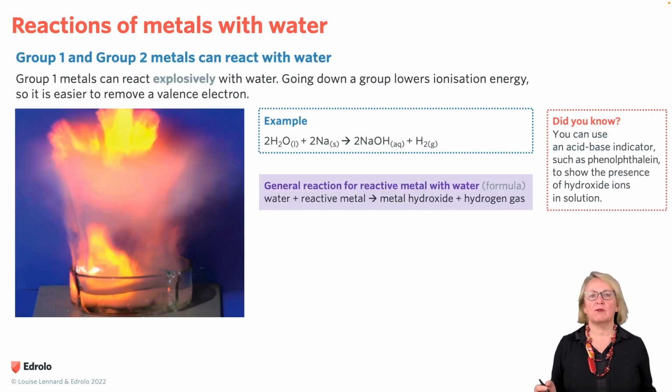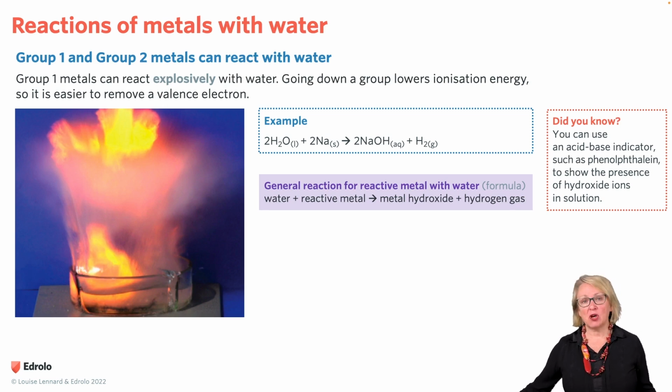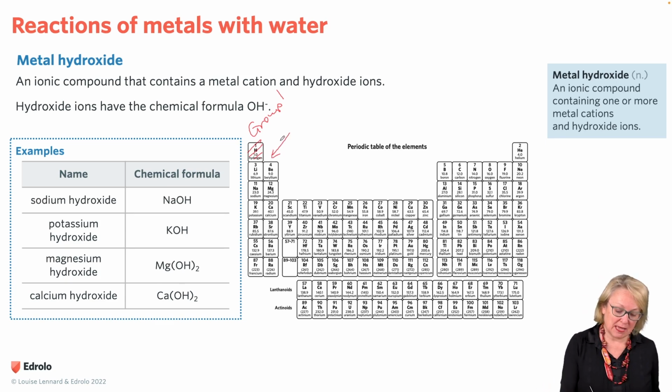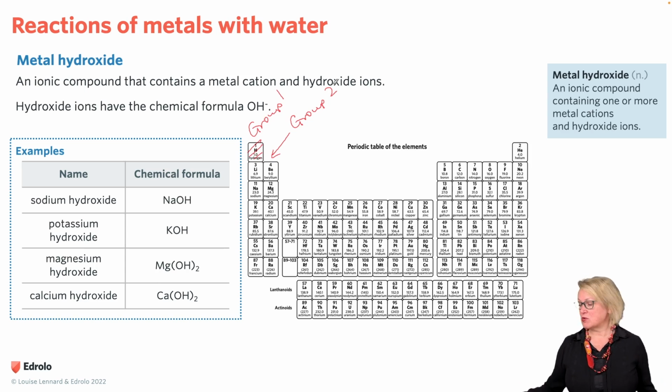Okay, so group 1 and group 2 metals react with water, and group 1 metals react explosively with water. If we have a look at the periodic table, apart from hydrogen, which is a non-metal, the other elements in group 1 are alkali metals or group 1 metals, and they react explosively with water. Group 2 metals also react with water, but not to the same degree as group 1.